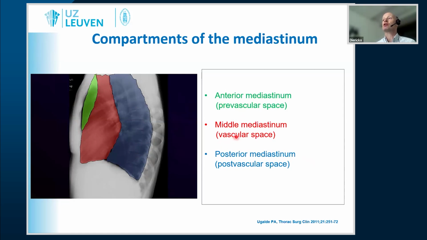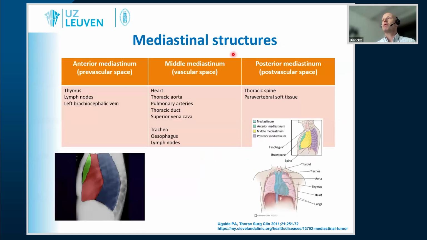So actually the base is the heart and the large arteries and veins who are in the middle mediastinum. So when we look at the middle mediastinum, you have the heart, you have all the different arteries, large veins. And of course, you see it also goes a little bit to the top. There you have the trachea, the oesophagus, and several lymph nodes. In the anterior mediastinum, you have the thymus, you have the lymph nodes, and then, of course, the last part, the posterior part, is the posterior mediastinum, which contains the thoracic spine and the paravertebral soft tissue.